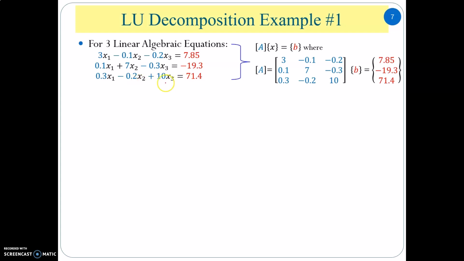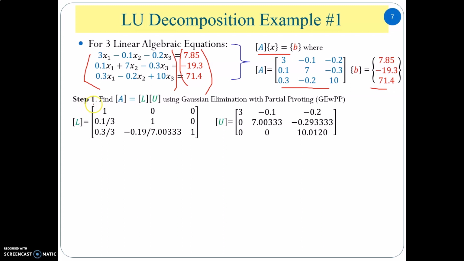Let's try to solve this problem by using the LU decomposition. First of all, we can arrange the equation into matrix format, where A is the system matrix from the blue coefficients here, and on the right hand side, this is the matrix B. In the first step, we need to decompose A into the L and U matrices by using Gaussian elimination.